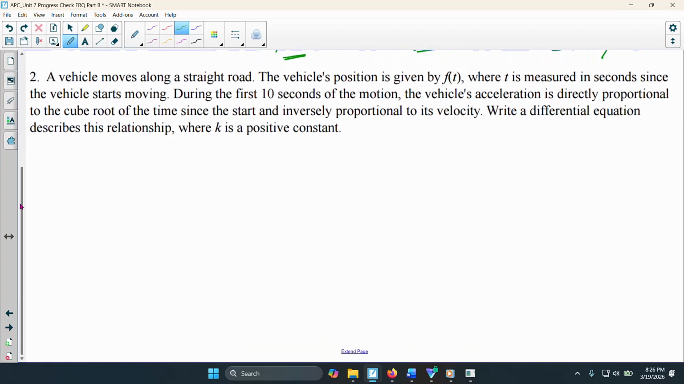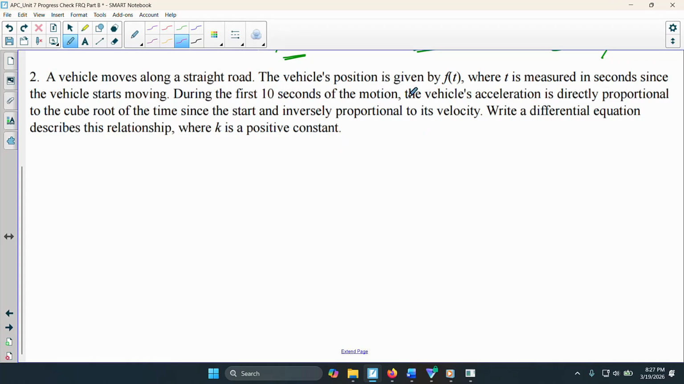Lastly, a vehicle moves along a straight road. The vehicle's position is given by this function. So this is a position function where t is in seconds. There are no initial conditions. So this is really just a rewrite, right? A differential equation describes this relationship, where k is a positive constant.